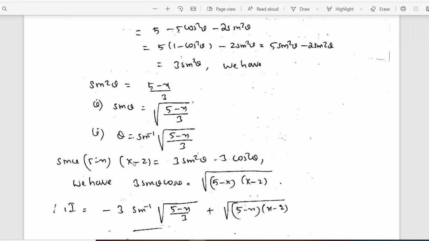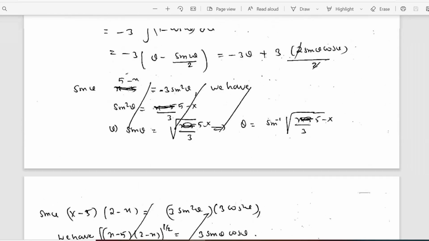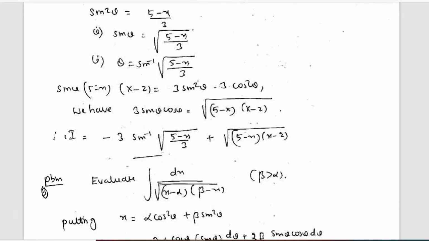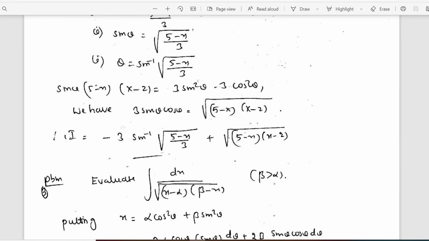Next, we have to find the value of sin theta, cos theta. To take the product of both 5 minus x and x minus 2 plus 9 sin square theta cos square theta, take the square root on both sides. So 3 sin theta cos theta is square root of 5 minus 6 into x minus 2. Substitute it here. In this equation, you will get the final answer. So this is the final answer.